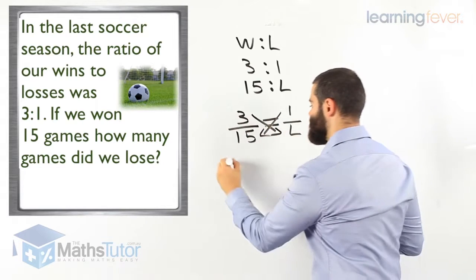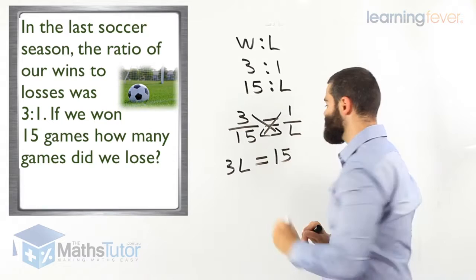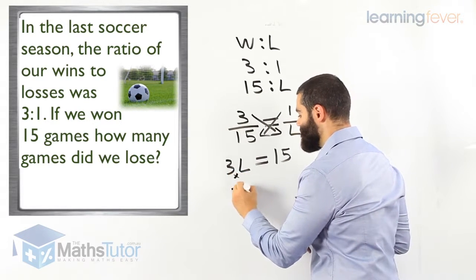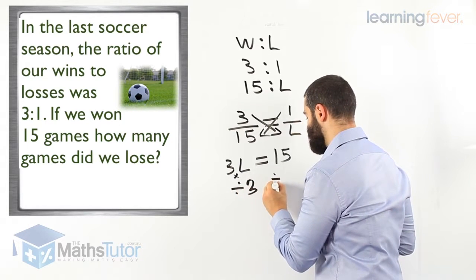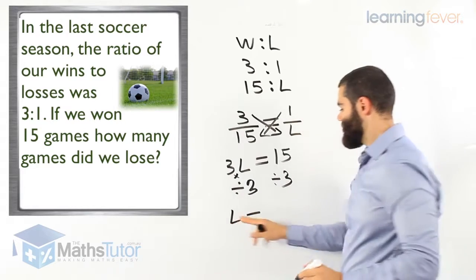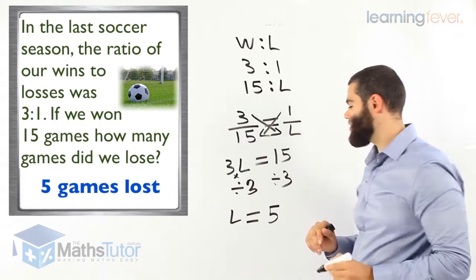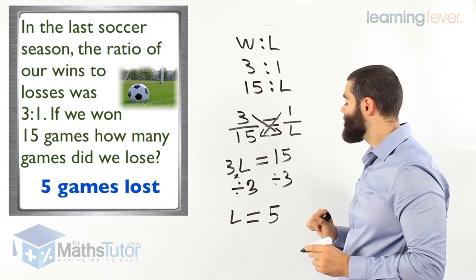3 times L, 3L. 15 times 1 is 15. Now, we know the 3L is really 3 times L. We want to find out L, so we divide by 3. L, the number of losses, 15 divided by 3, 5 losses. So they won 15 and they lost 5.